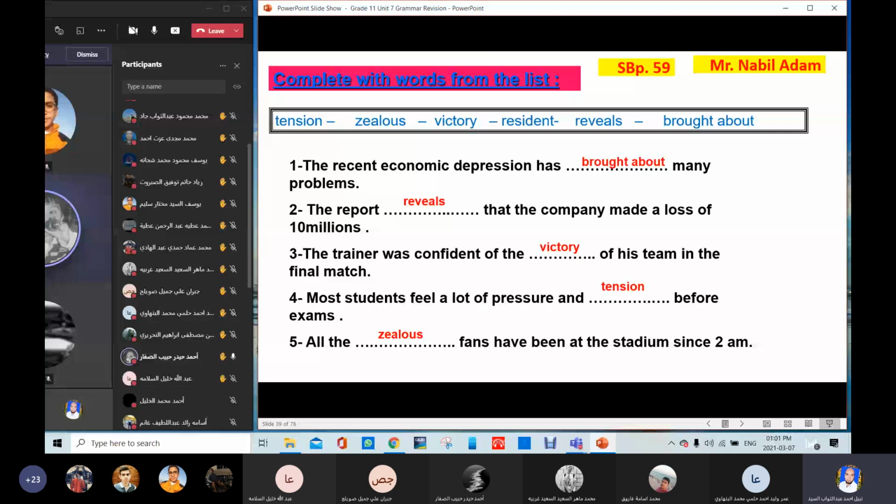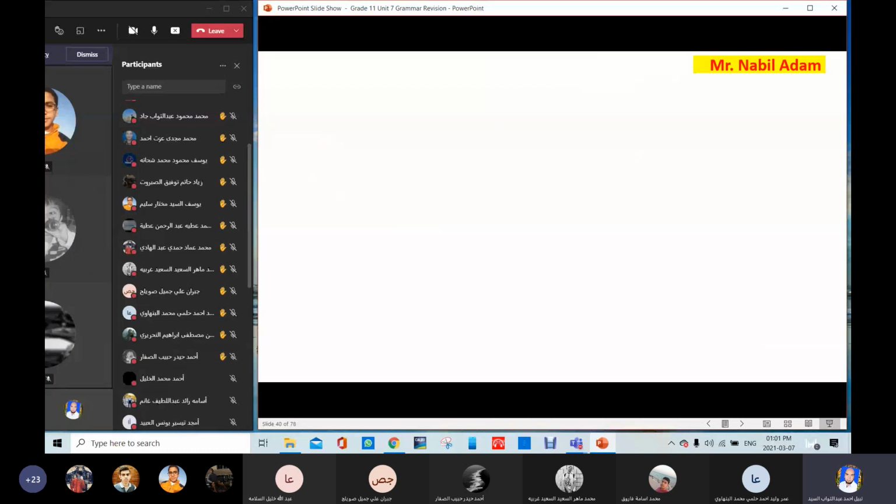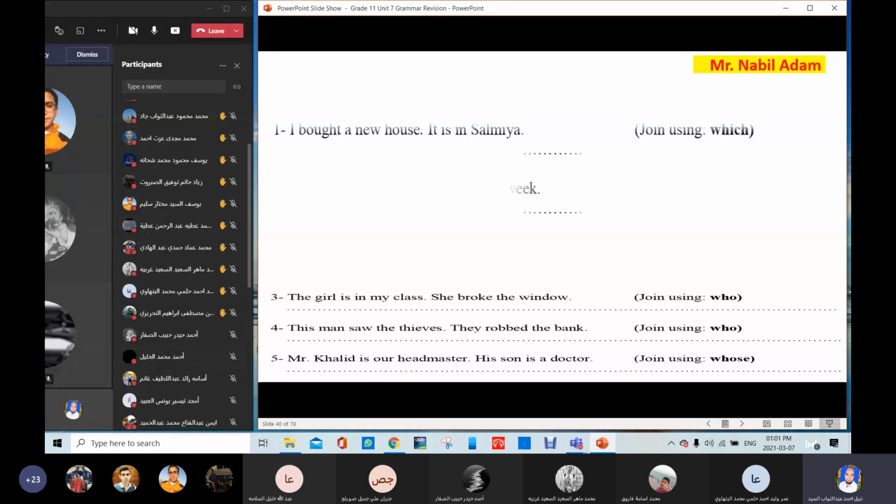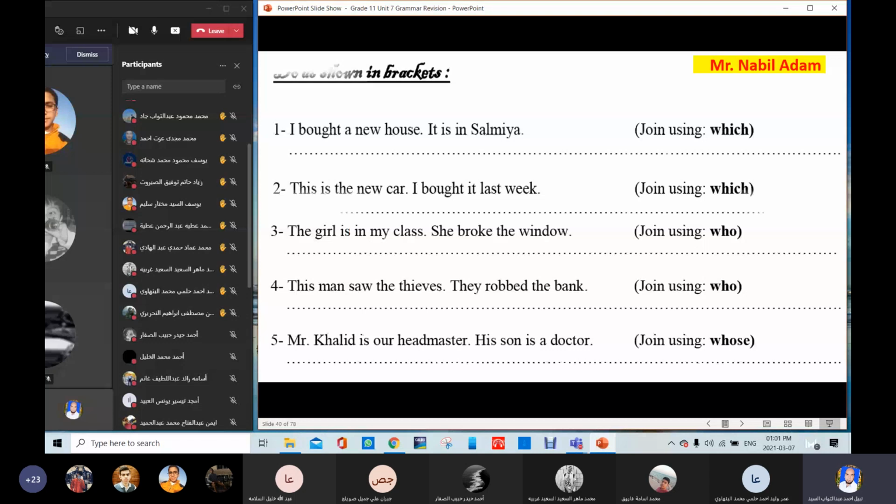Okay. Now, we are going to do many exercises concerning the relative pronouns we started last Thursday. You remember them? Who, whom, which, whose, when, where, that. The hardest way, guys, is how to join sentences using the relative pronoun. So I'll focus on this rule and this exercise, because some people put the relative pronoun in the wrong place. When you are asked to join two sentences, you have to know the pronoun.